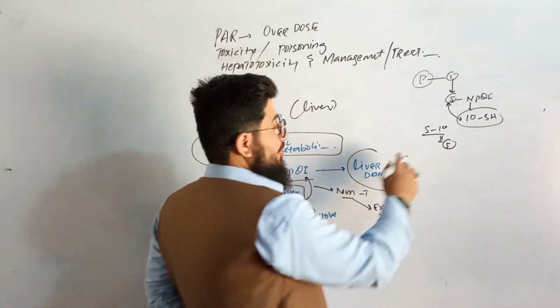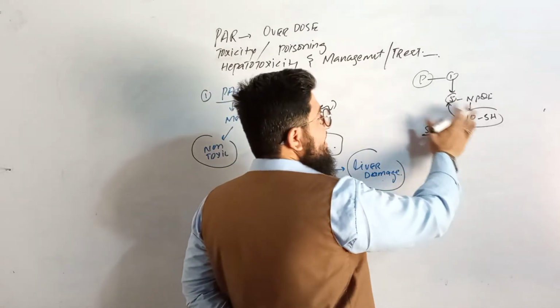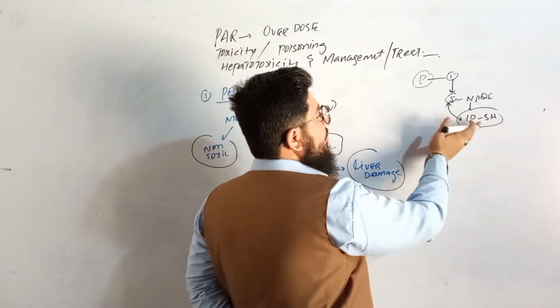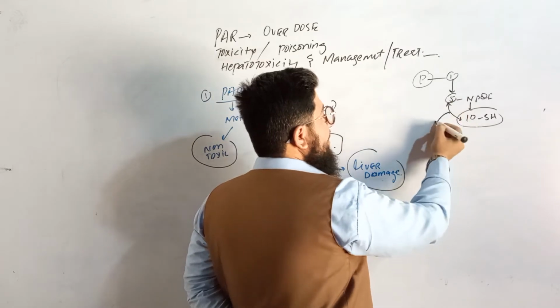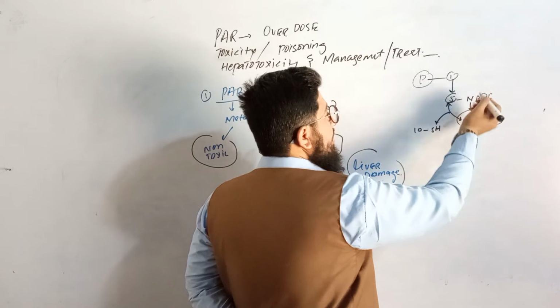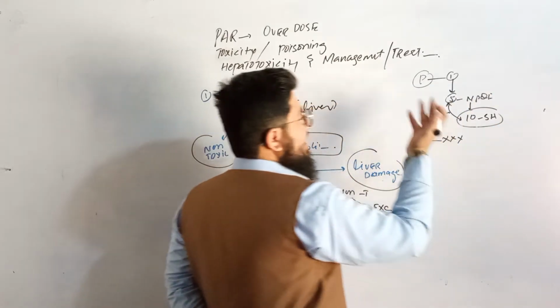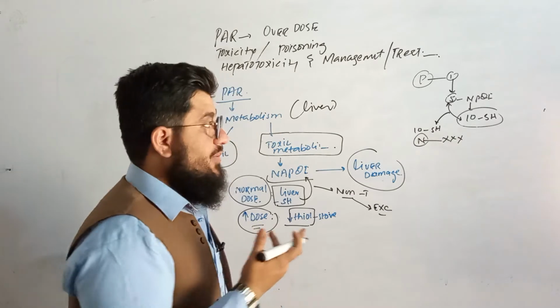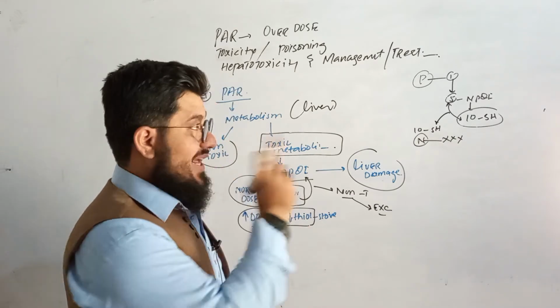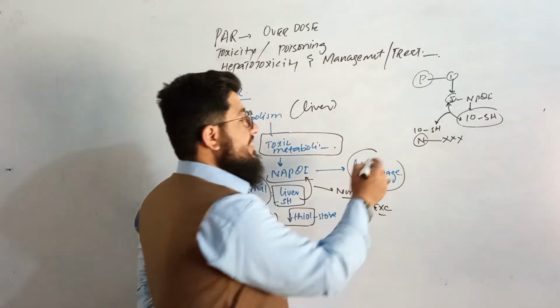Don't confuse yourself, don't write minus 5 here. I'm just telling you the number, the difference. So if 5 is here and 10 is here, the 5 will fight together, and at the end we will get 5 sulfhydryl remaining available, and NAPQI will not be available. Why? Because the 5 NAPQI have been made non-toxic by the liver with the help of the sulfhydryl group.